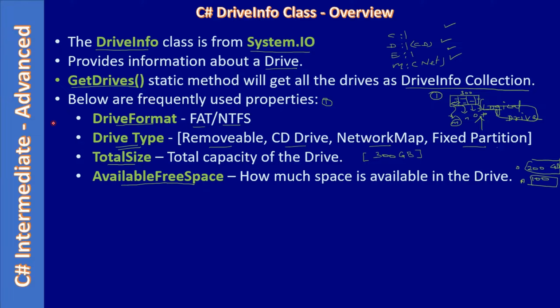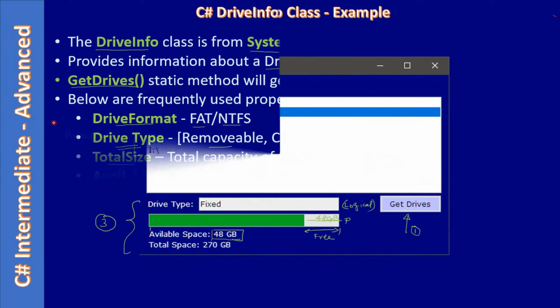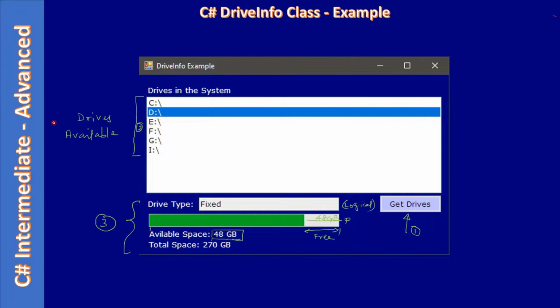In the first video, we learned about DriveInfo. Then we talked about the example. And in this video, we are going to implement this get drive functionality and listing that here in the list box. So that's what we are going to implement here.